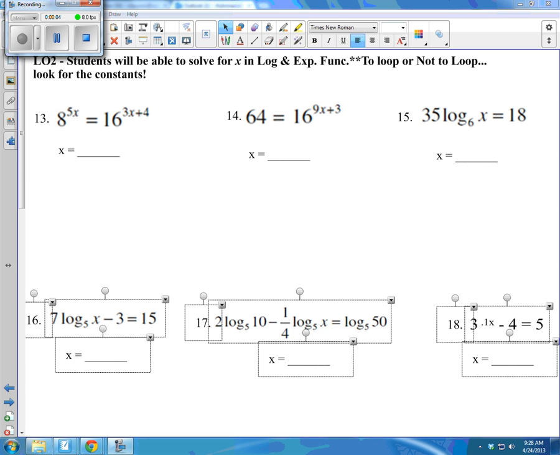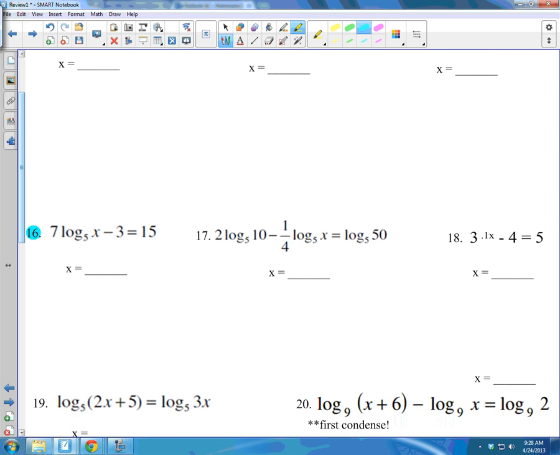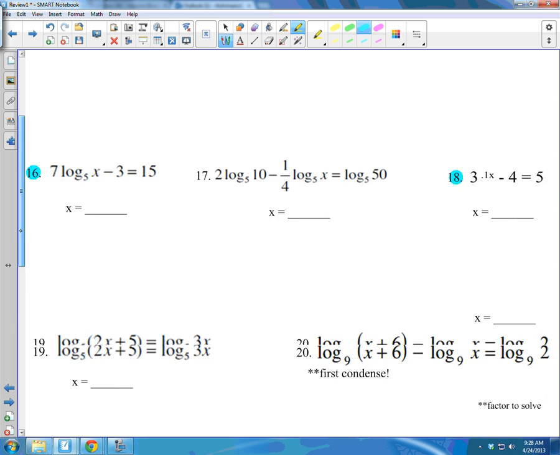All right, and the second objective we're solving, the first thing you're going to want to figure out is if you're going to have to loop. So I'm going to look at the whole page first, and I'm going to highlight the problems where there's a constant, and I'm going to have to loop. So when I look at the first row, there's a constant on 14 and on 15. In my second row, 16 has a constant, 18 has a constant, so I'll be looping.